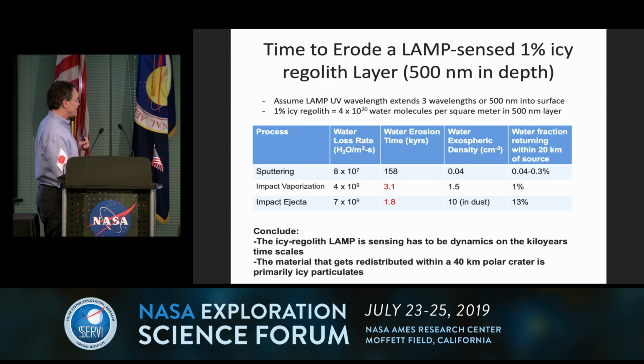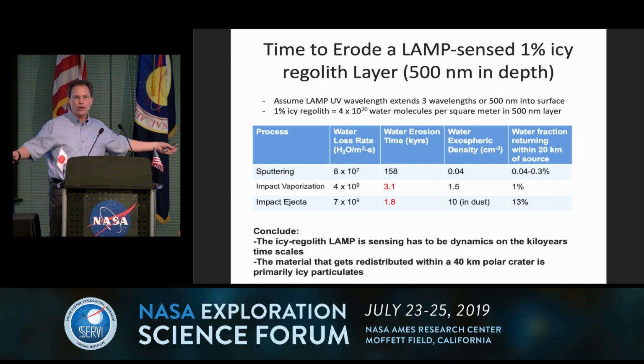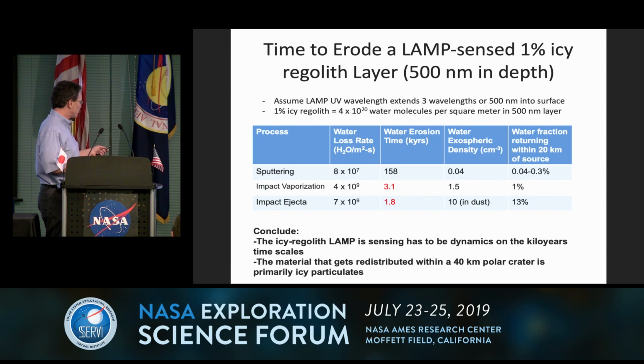The other thing you can calculate is the water fraction returning within 20 kilometers of its source. So imagine you have your polar crater 40 kilometers across, and the water source is in the center. This tells you how much water would come back down within the crater floor. And sputtering is very energetic. Only a very small amount comes back. In fact, a lot of it actually escapes into space. It's faster than the escape speed for the moon. Impact vaporization, about 1%. But impact ejecta, these particles, are actually ejected a little slower. And as a consequence, you can get up to 13% raining back down within the crater. So you're distributing the water within the crater itself to other places.